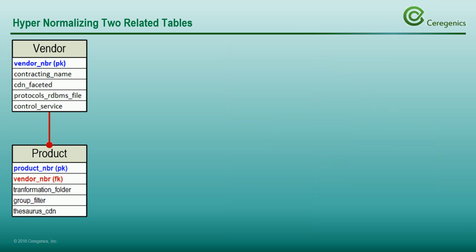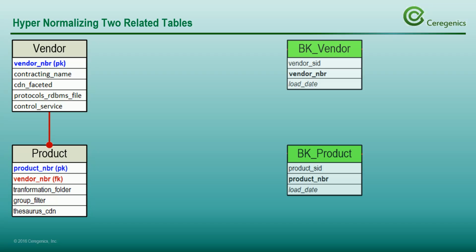Let me show you what the data model between vendor and product would look like if we were to hyper-normalize it. First, we take the business identifiers for both these objects and send them to their own special purpose tables. BK vendor and BK product now have just the business key values and a surrogate key for linking purposes. We also add some metadata columns such as load date.